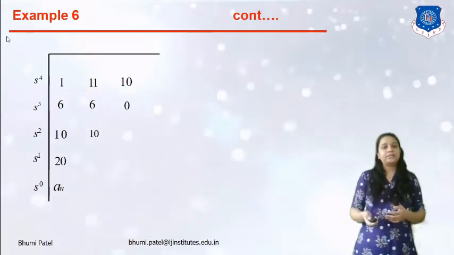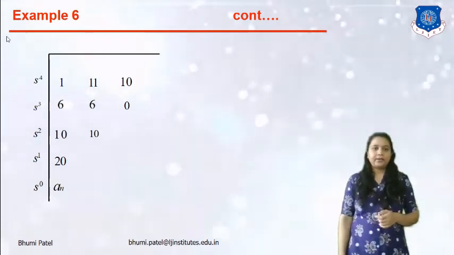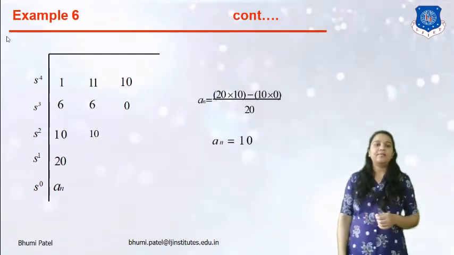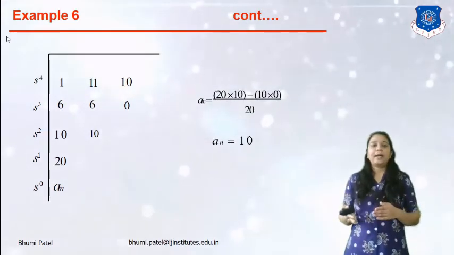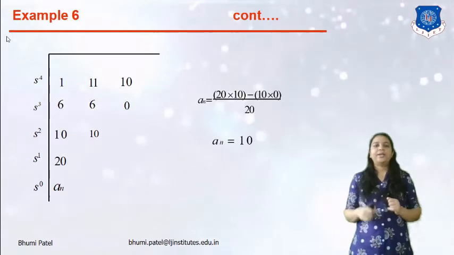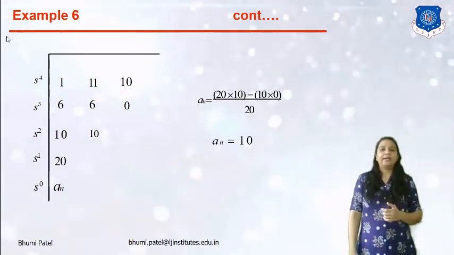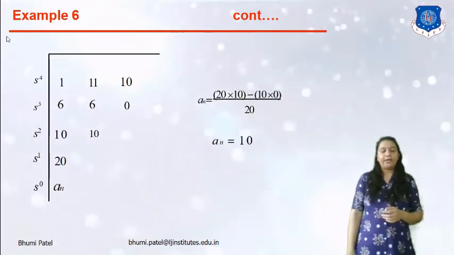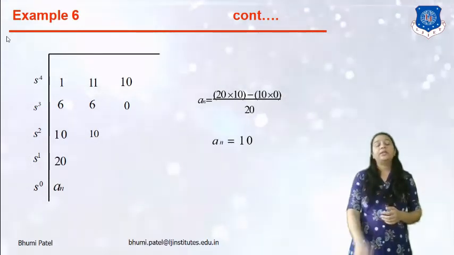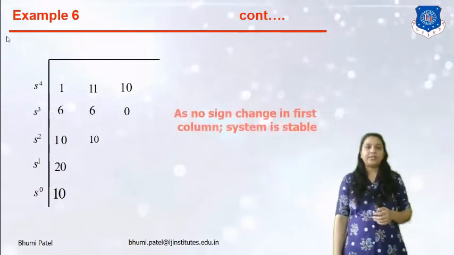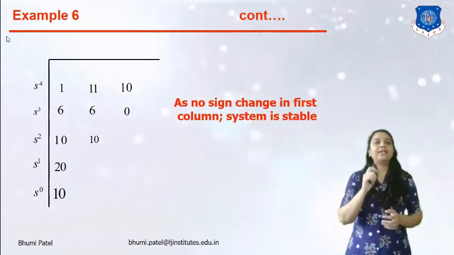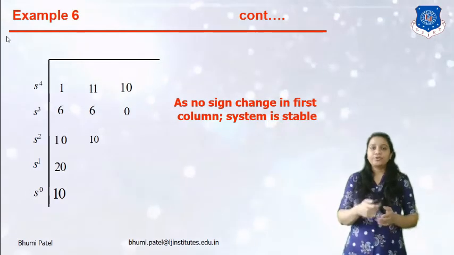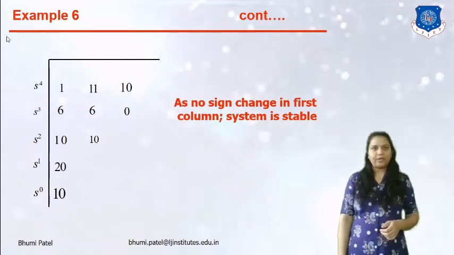Now it is easy to find the value of an. So the equation of an is equal to 20 into 10 minus 10 into 0 divided by 20. So we can get 10. Now the last step is we have to check the first column elements. Here there is no sign change in the first column. So the system is stable.